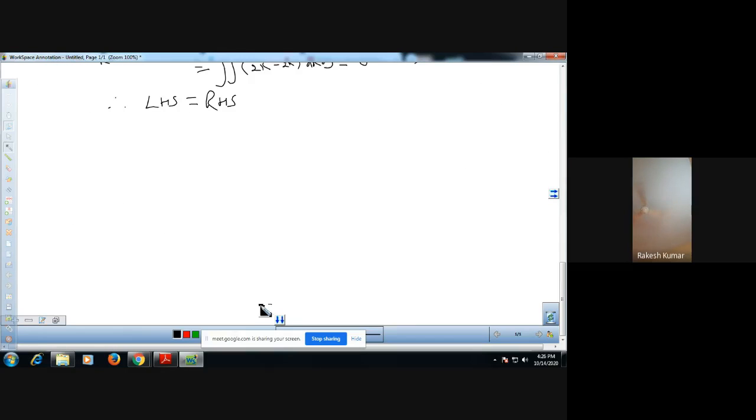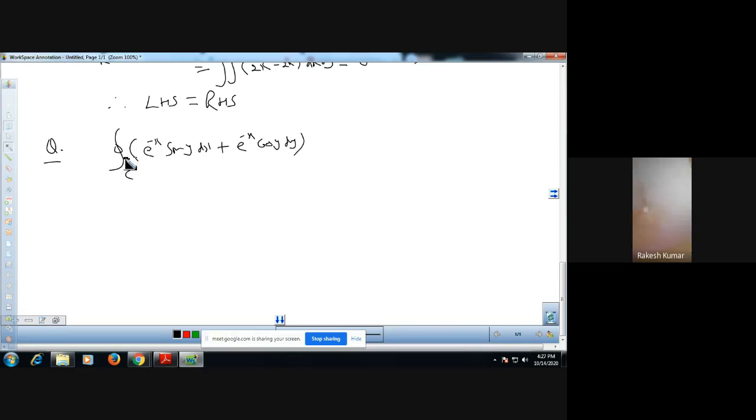Next we have the question related to Green's theorem. And the question is verify. This question is not of verification. This is evaluate actually. Evaluate integral along C. This is e power minus x into sin y dx plus e power minus x into cos y dy.